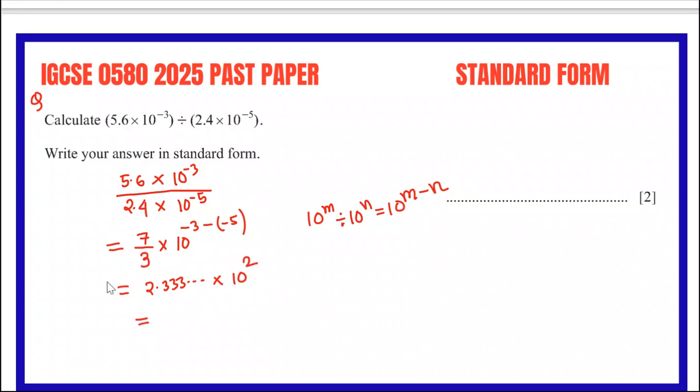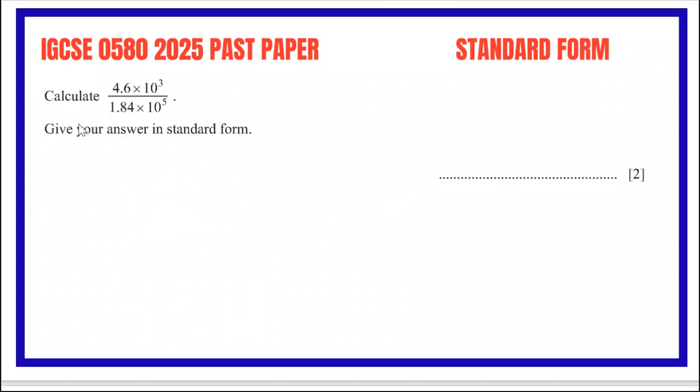Now if you're rounding to this significant figure, we can write 2.33 times 10 to the power of 2. So this is our standard form. Let's move to our next question.